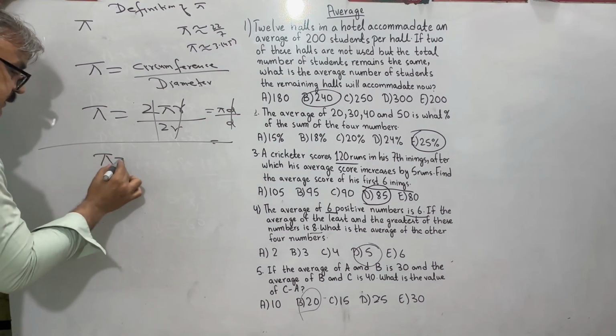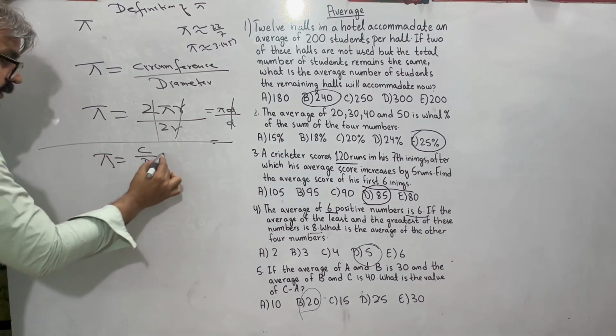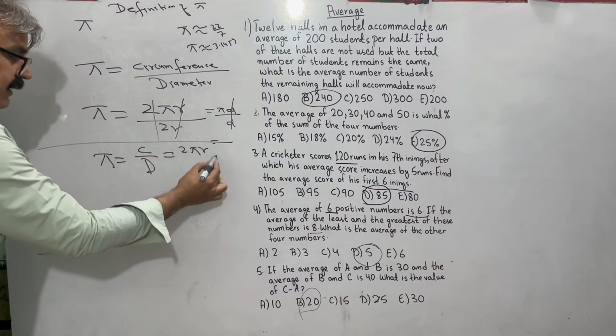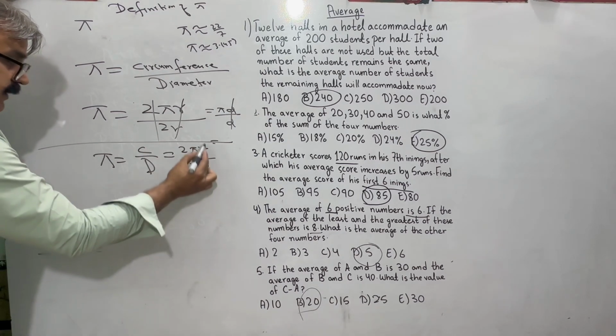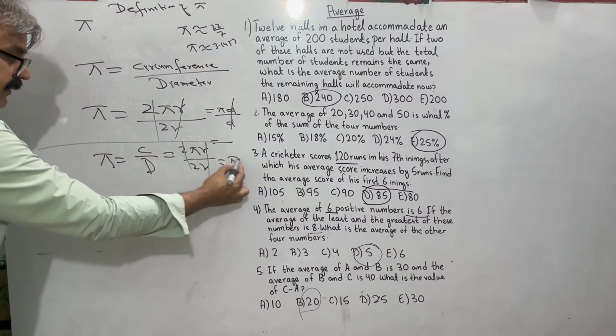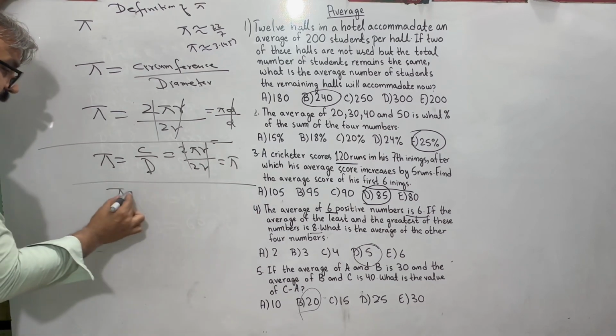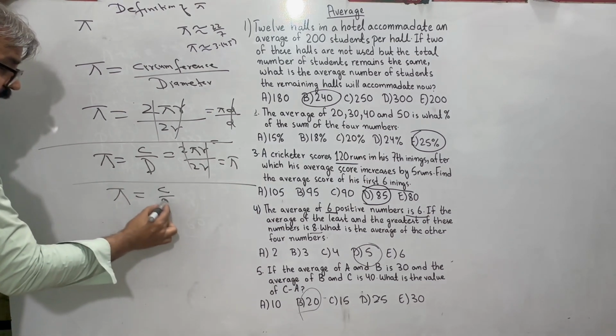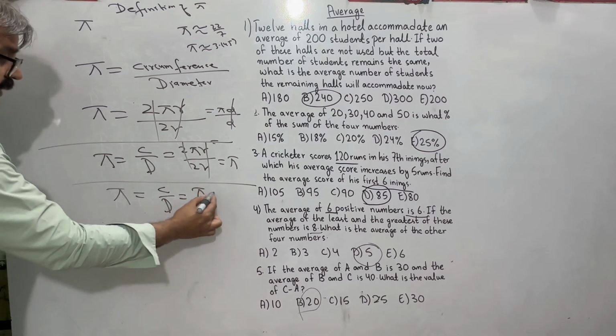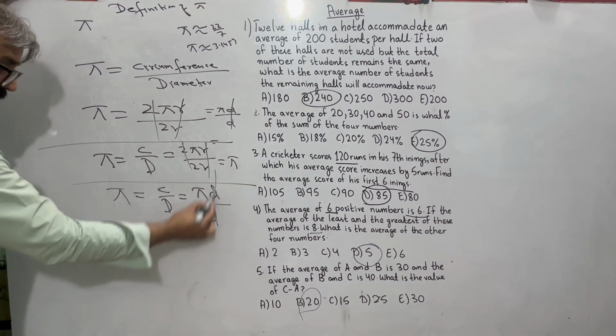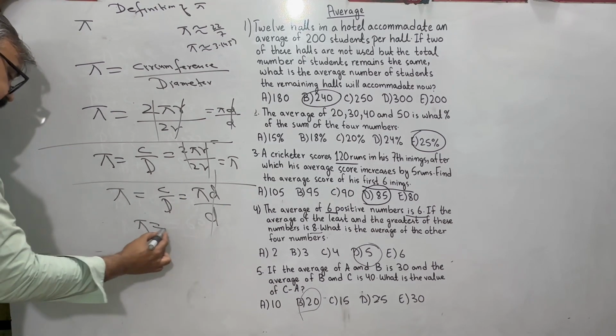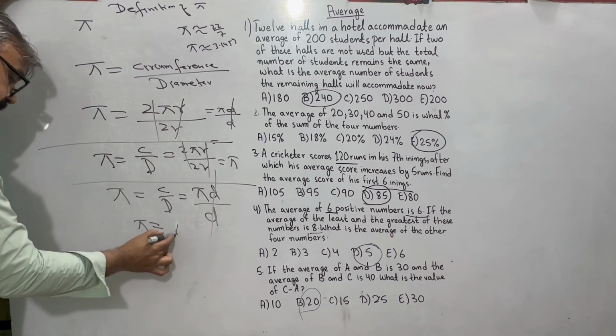Pi is given by circumference divided by diameter. Circumference can be written as 2 pi r, and in terms of r, the diameter is 2r. Cancel out, I have pi. Or one can write pi is equal to circumference divided by diameter, where circumference is pi times diameter divided by diameter. The diameter cancels out, so I have pi is equal to pi.